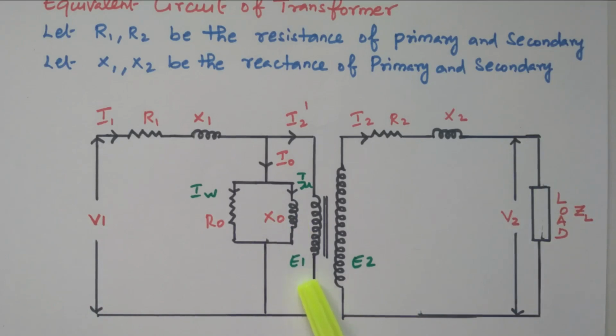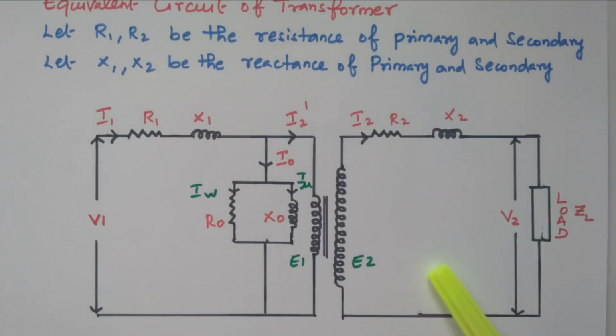E1 is the EMF induced in the primary winding. E2 is the EMF induced in the secondary winding. R1 is resistance of primary winding, X1 is reactance of the primary winding. R2 is resistance of secondary winding, X2 is the reactance of secondary winding. We have the no load condition and loaded condition.